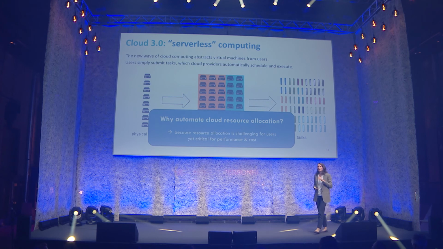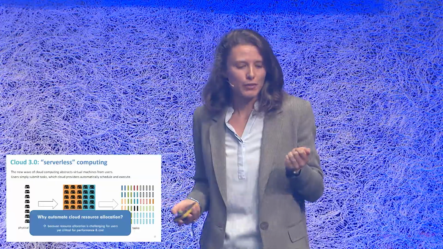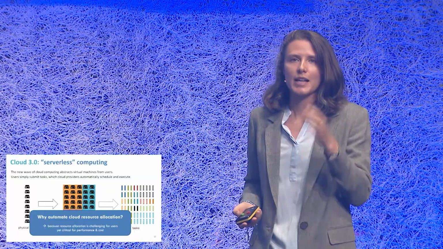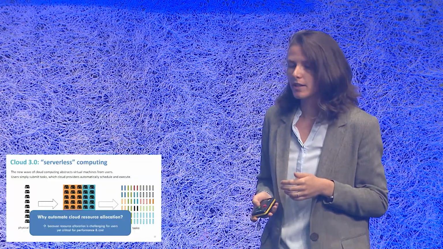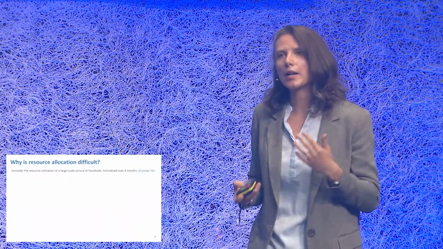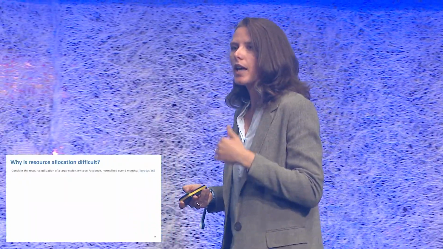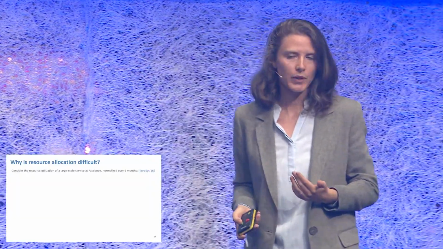So why do we want to automate resource allocation? Or why do we, I'm speaking kind of as a cloud provider perspective here, why automate resource allocation? It's because it's really difficult for users, as we've alluded to, yet it's absolutely critical for performance and cost. So I want to try and give you a sense of why resource allocation is difficult and why it's a good idea for cloud providers to be automating this for users.